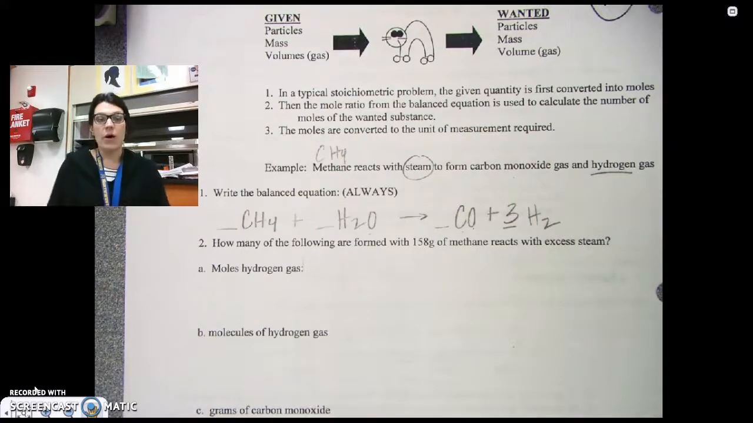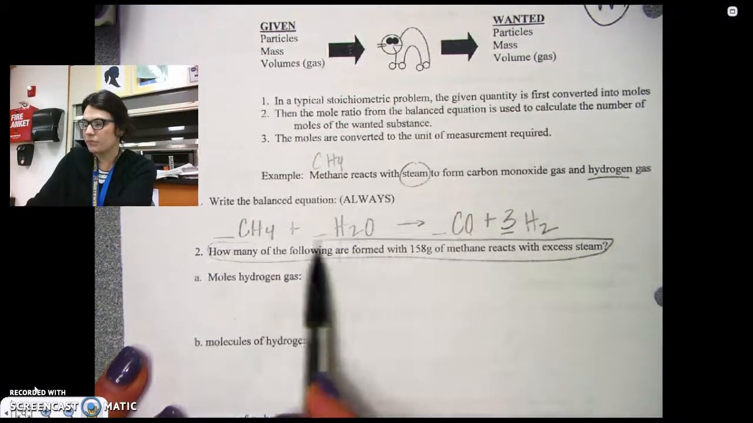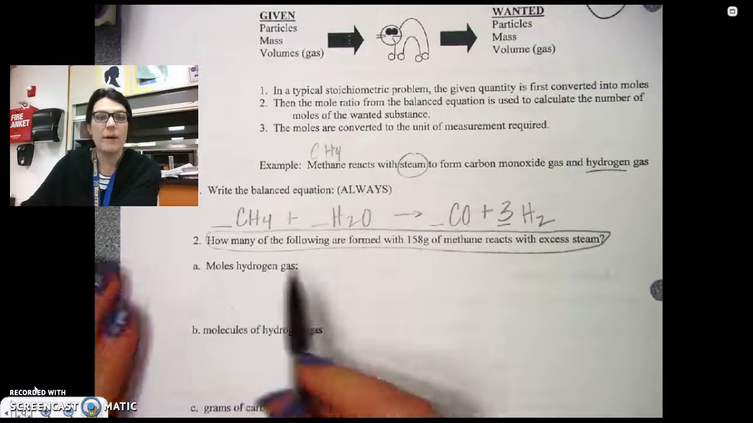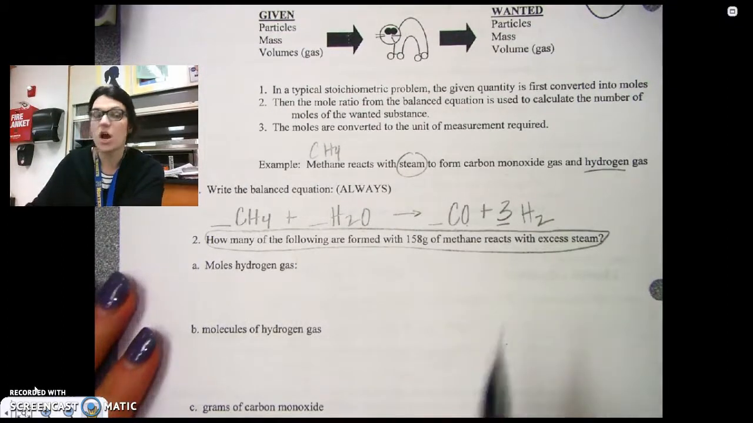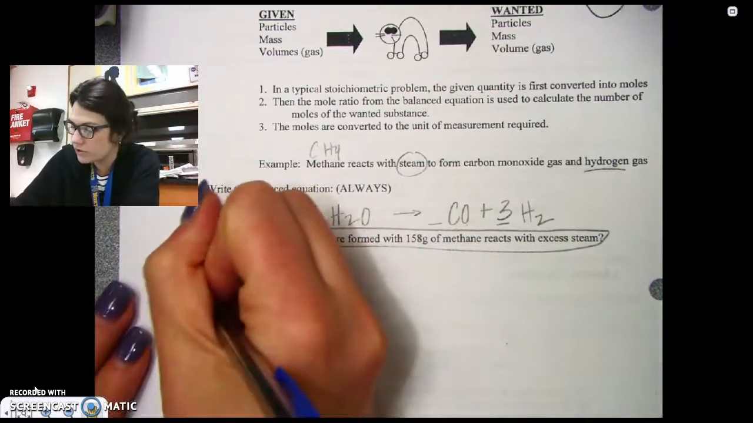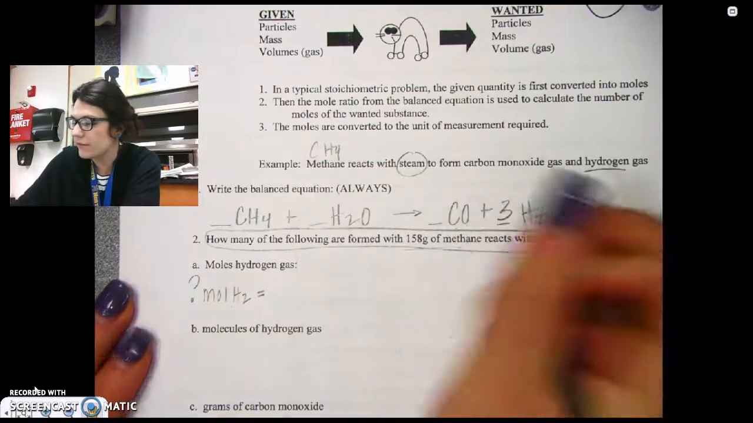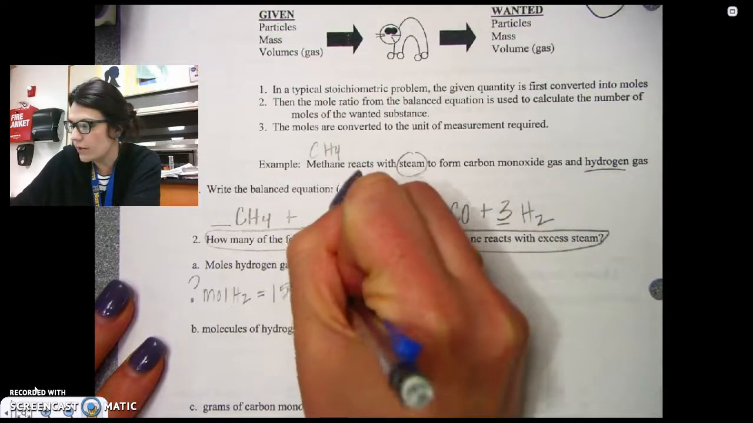All right, so now I'm going to go back to this question for every single one of these statements, okay? It says, how many of the following are formed with 158 grams of methane when I react it with an abundant amount of steam, okay? So the first one says, I want to figure out how many moles of hydrogen gas I'll make, okay? So the first thing I need to do is, question mark, what am I looking for? So my question mark here is moles of H2 equals, my original given was 158 grams of CH4, okay?